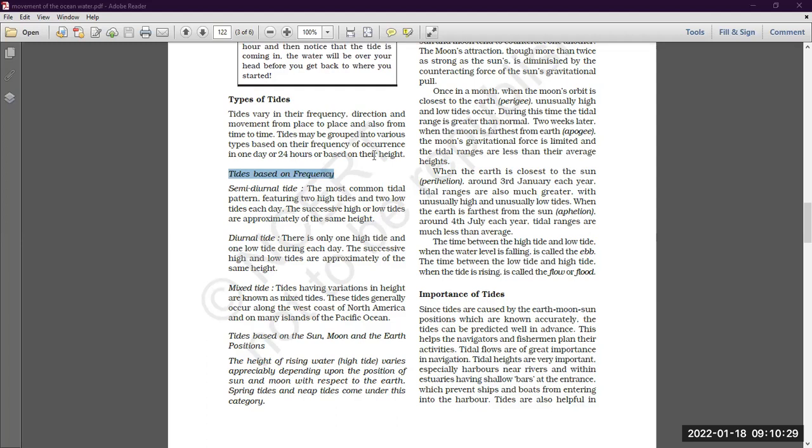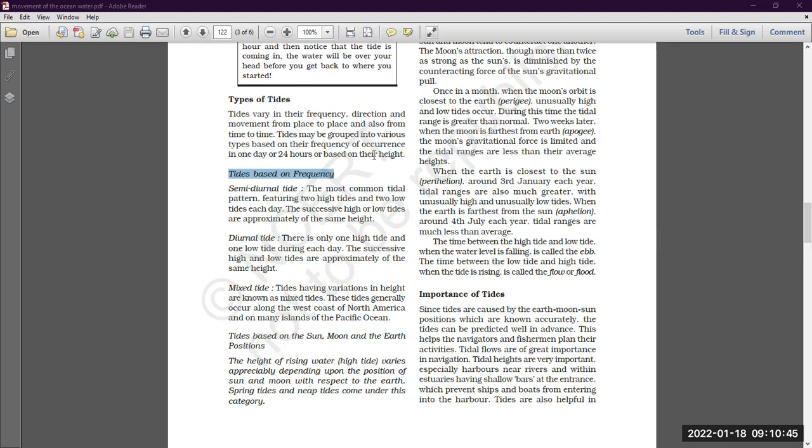Now the next one, that is diurnal tide, as its name indicates, one high tide and one low tide during each day. तो diurnal tide किसे बोलेंगे? जहां पे एक दिन में एक हाई टाइड आ रहा है, एक पूरा राइज हो रहा है और एक पूरा फॉल हो रहा है. That is one high tide and one low tide.